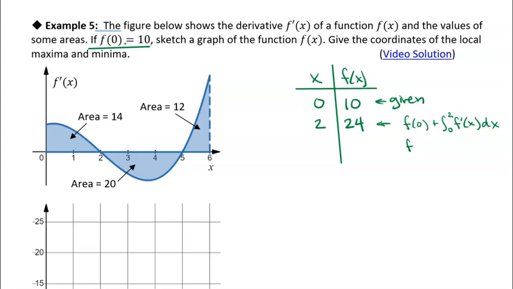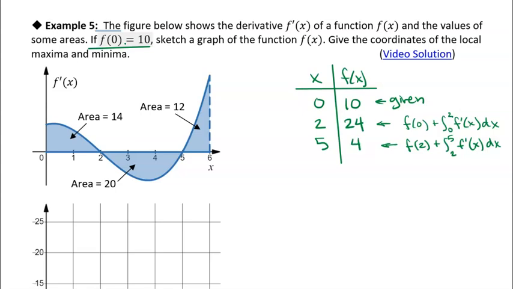Now it's below the x-axis, so I have to make sure that I count that as negative area. But I can take f of 2 and add on the integral from 2 to 5 of f prime of x dx, and that will give me the value of the function at 5. Okay. Now, I have to take 24 and subtract 20, right? Because this is negative area. So now I'm at 4.